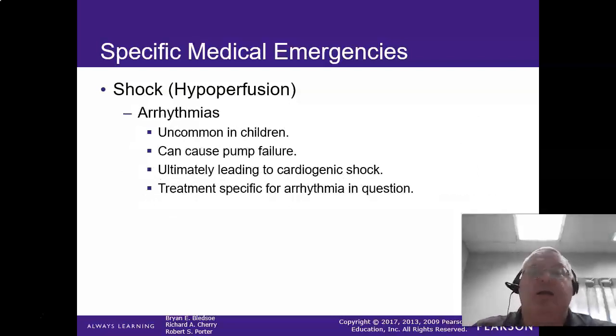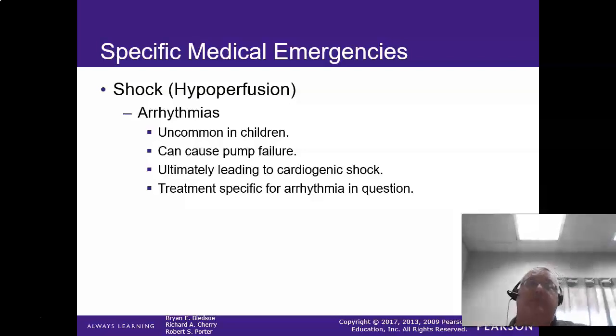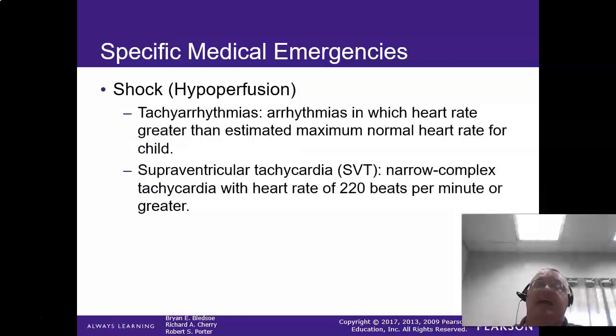Arrhythmias are very rare in children, but they can cause pump failure, which can lead to cardiogenic shock. Again, we treat the specific arrhythmia in question. If they have a bunch of PVCs, usually amiodarone or lidocaine is your best bet. For SVTs, again, adenosine, 0.1 milligrams per kilogram, and that's for your tachyarrhythmias.